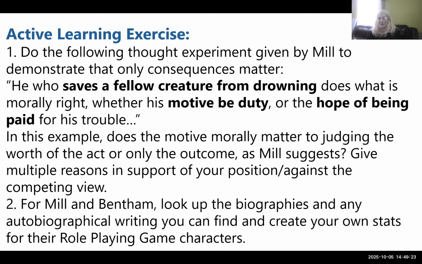So for Mill and Bentham, look up the biographies or any autobiographical writing you can find and create your own stats for the role-playing game characters.